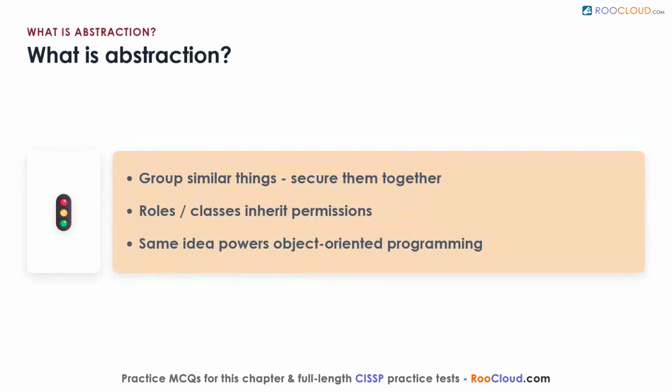What is abstraction? It is grouping similar things so you can secure them together. Instead of assigning rights to each user or object one at a time, you sort them into roles or classes and apply controls to the whole group. Add a new hire to the finance role, and they inherit every permission that role already carries. This is the same idea that powers object-oriented programming, where you use something through a clean interface without knowing its inner workings. Think of assigning a department badge color, and every door reads the color instead of memorizing each face.